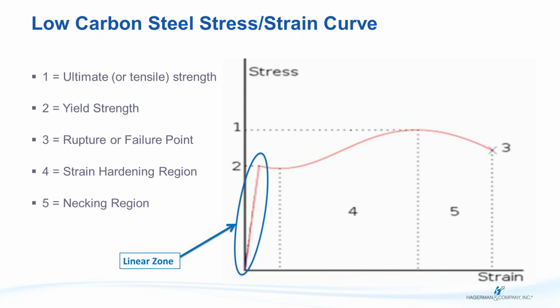That can actually, depending on the material, harden the material and strengthen it. That's why that curve will sometimes rise up to give more strength. And then in the fifth area, all materials have a necking region.